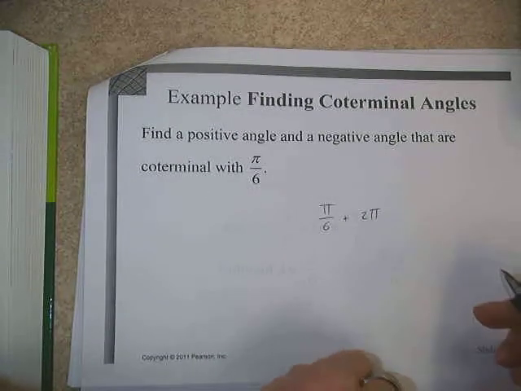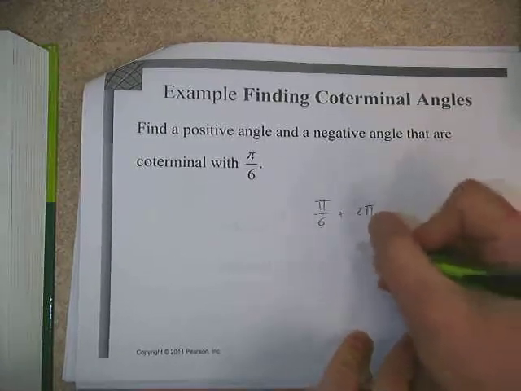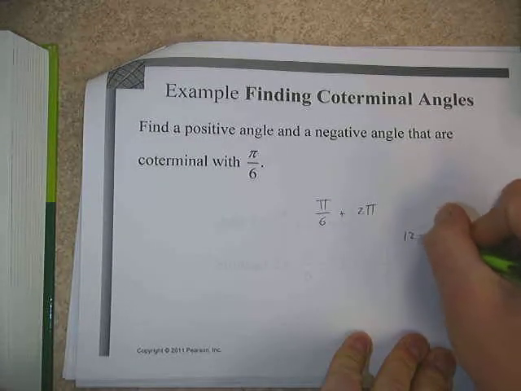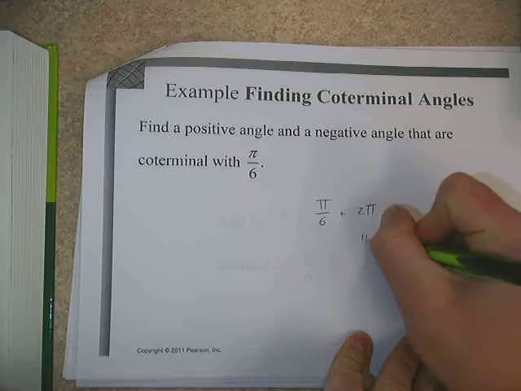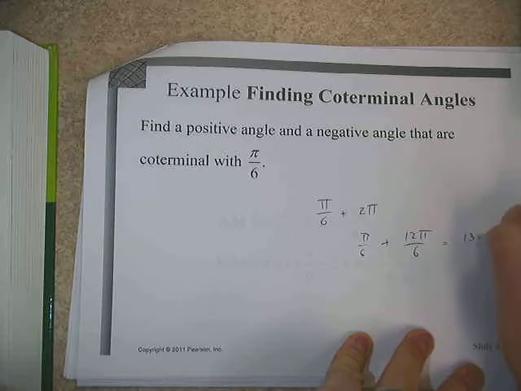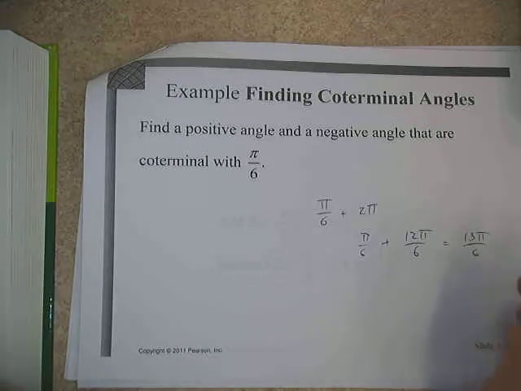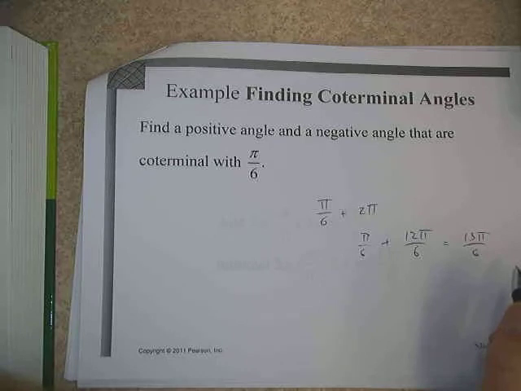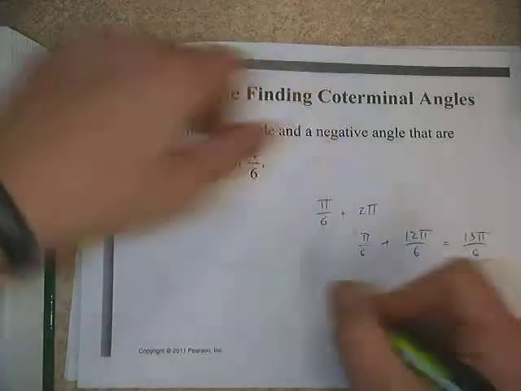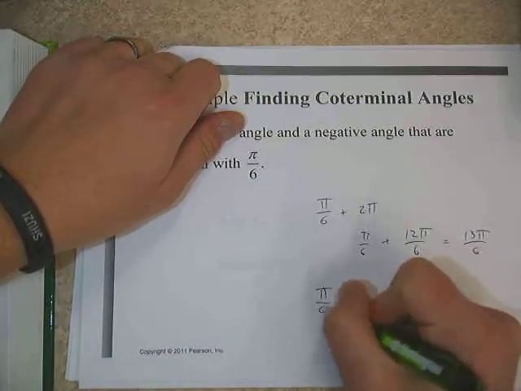So if we go pi over 6 plus 2 pi, and of course we'd want to get a common denominator if we're going to add these two together. So we'd write it as 12 pi over 6, if you will, plus pi over 6, and that would give us 13 pi over 6. Okay. So that angle right there would be coterminal with pi over 6, and therefore all the trig values, sine, cosine, tangent, and so on, would be the same for pi over 6 and 13 pi over 6 because they're in the exact same position on the coordinate plane.